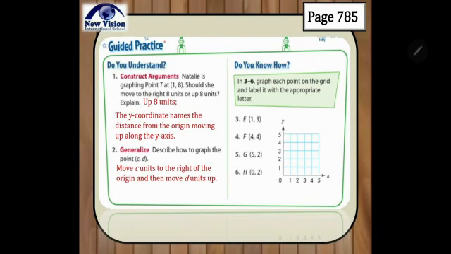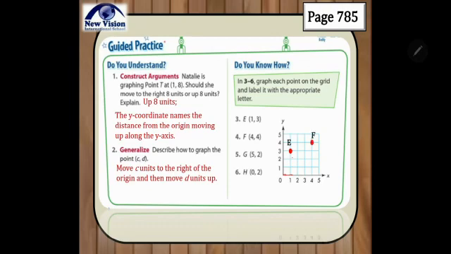For number 3, we have point E with the ordered pair (1, 3). So from 0, we will move 1 unit to the right and 1, 2, 3 units up. So here is our point E. Next, we have point F, that is (4, 4). 4 units to the right of the origin and then 4 units up. So here is point F.